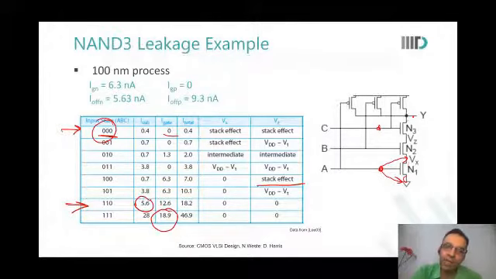Now let us look at the 101 case. C is 1 and A is 1. Since C is 1, across the NMOS, VDD will get transmitted to Vz. It becomes VDD minus VT. And since A is 1, Vx is equal to 0. We're not talking about stack effect anywhere.